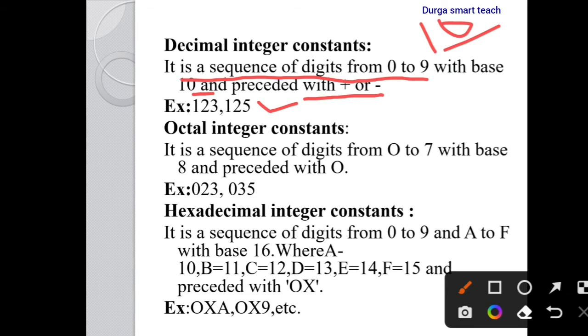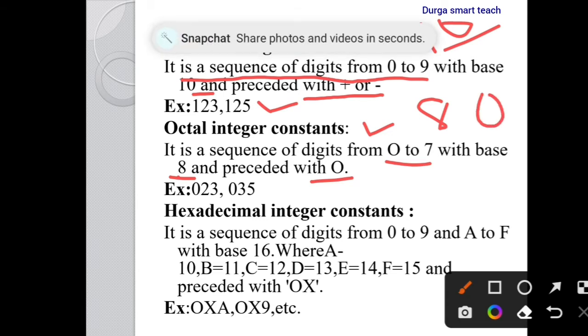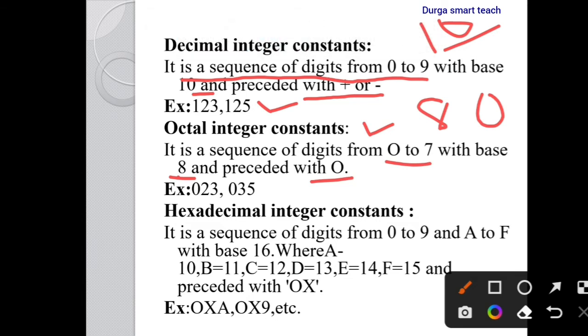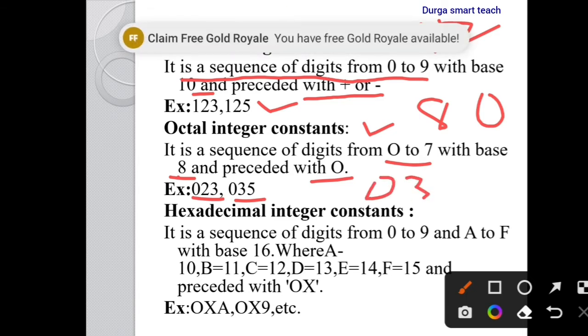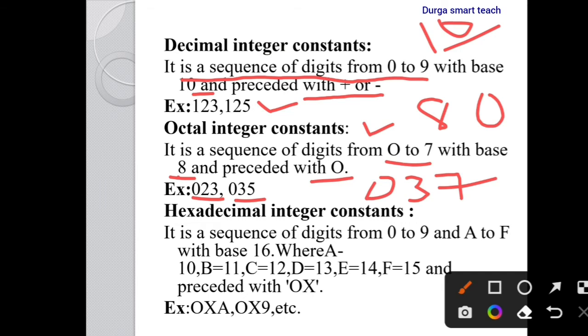Next, octal integer constants. Octal means 8, so digits 0 to 7 with base 8, and preceded with O. O is used to indicate octal. For example, O23, O35, O37. These are the examples. One more example, O38. This is not an octal integer because octal means 0 to 7 only.